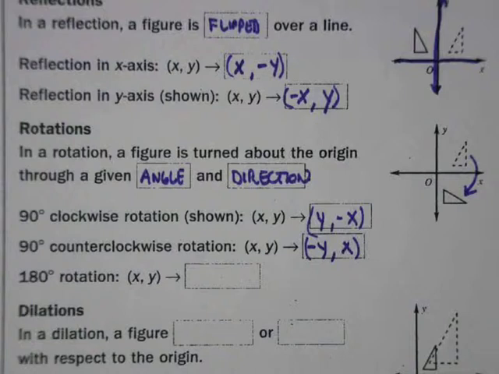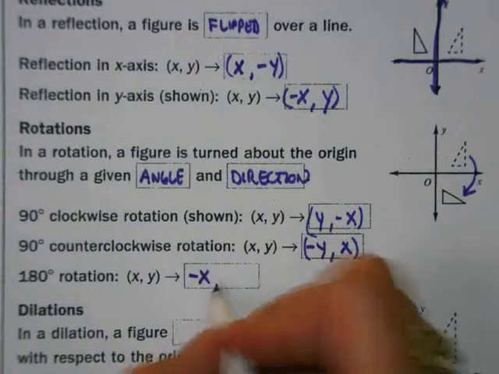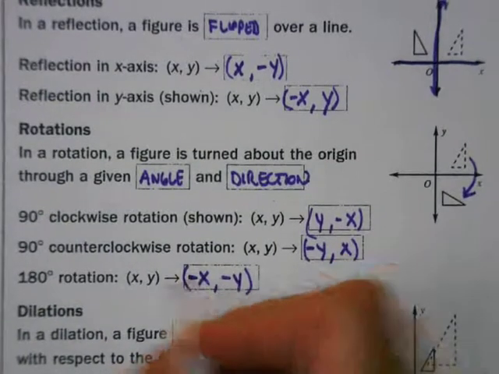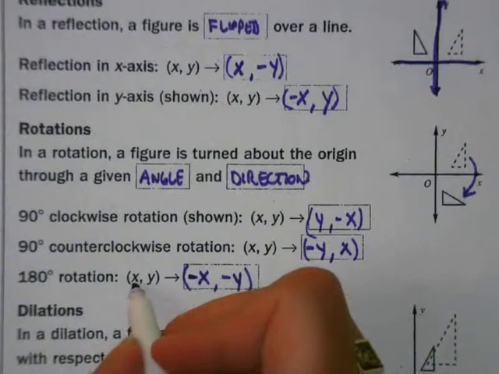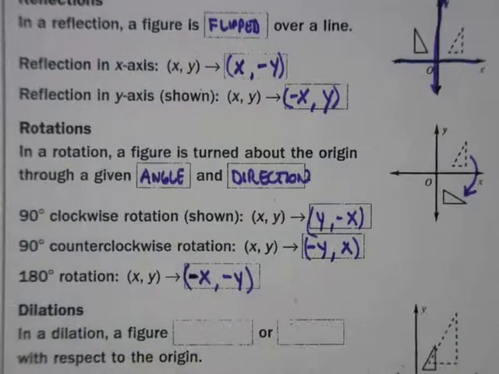In a 180-degree rotation, if we start off with x, y, we end up with negative x, negative y. And remember, in this case, this negative means switch the sign. So if x started out as negative 1 originally, when you put a negative sign in front of that negative of negative 1, that would give you positive 1.